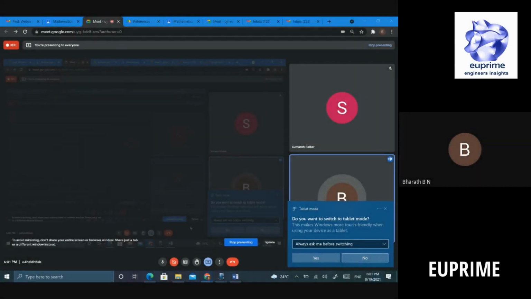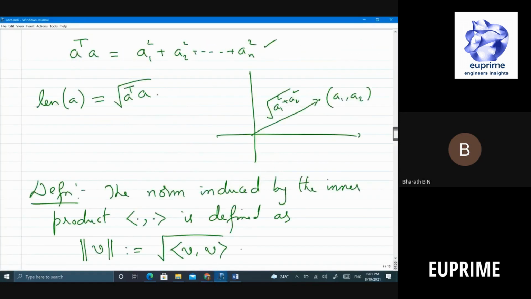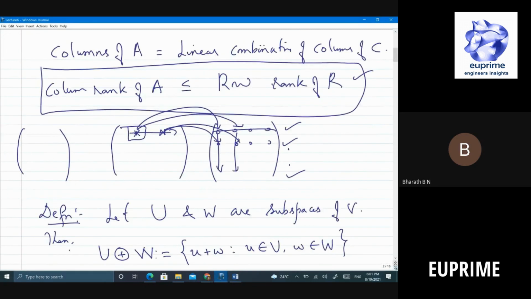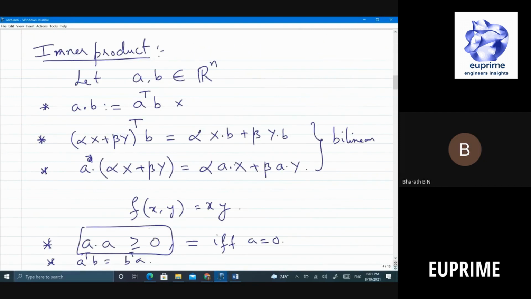Okay, so let's get started. Before that, let's go through a quick review or recap of what we did in the last class, right? So essentially, we started looking at what is called the inner product, right? So how do you generalize the notion of similarity or the dot product of two vectors, right?